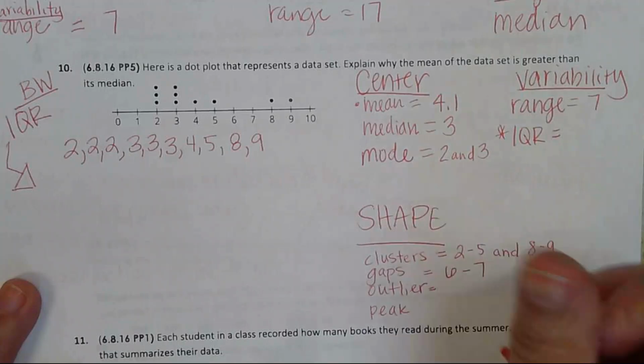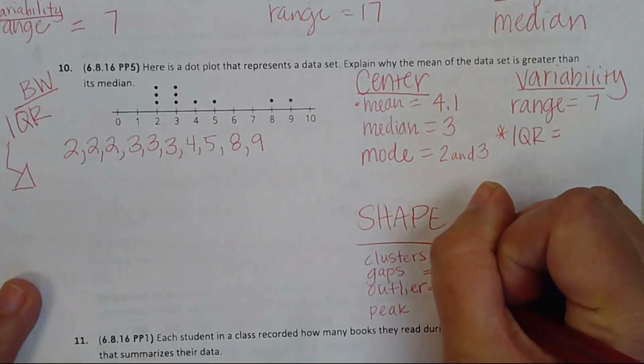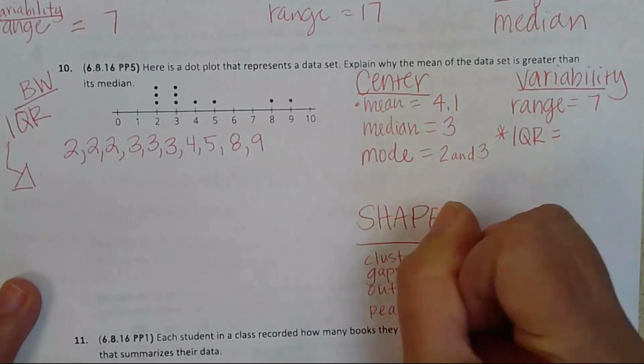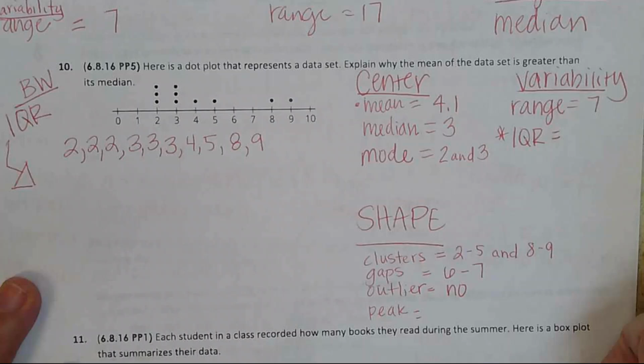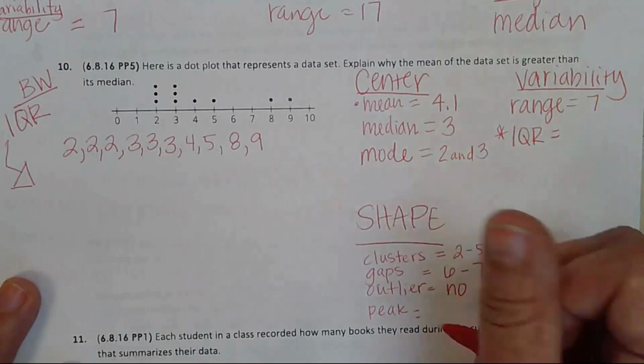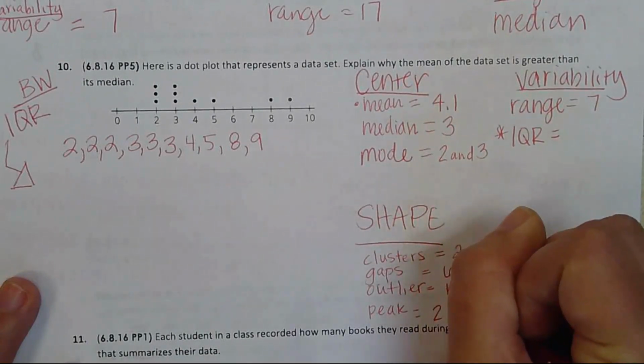I have 0 outliers. So, no, don't say 0, because 0 could be a number. So, no outliers. Same thing as mode. Don't say 0, right? No. Okay. You're still cool. I'm glad you said it. All right. Peak, highest point: 2 and 3.